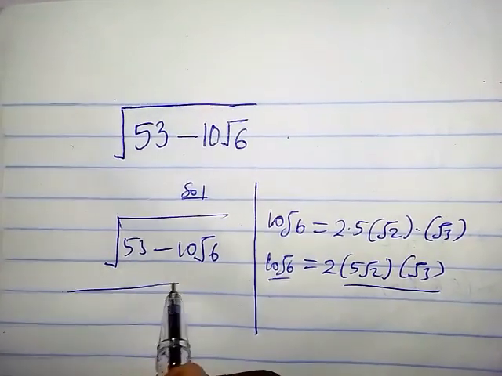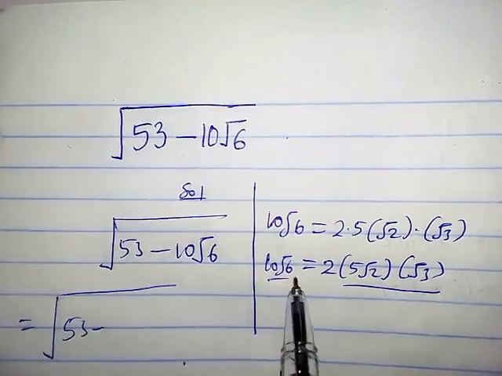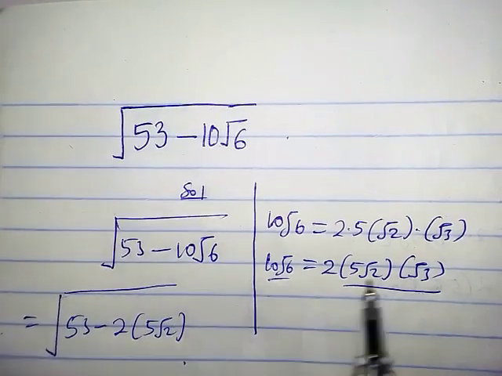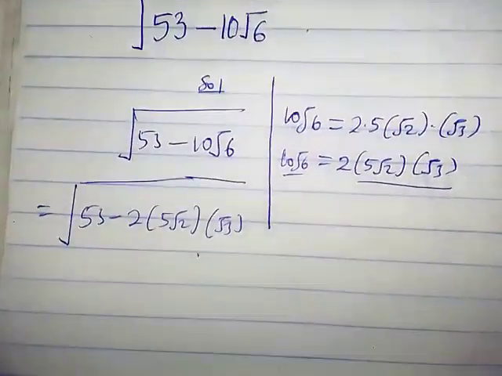So we're going to have the square root of 53 minus this term, 2 times 5 times root 2 times square root of 3. So let's proceed further.